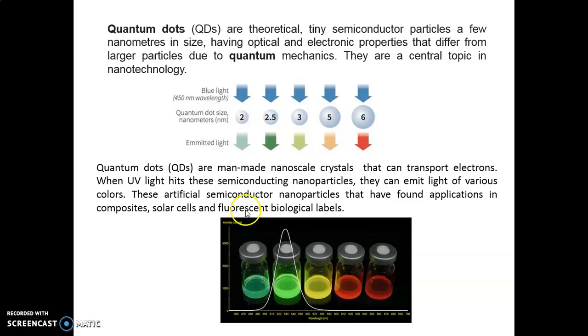These artificial semiconductor nanoparticles have found application in composites, solar cells, and fluorescent biological labels. Here you can see the wavelengths in nanometers and the colors, the variation of colors. Many colors of different intensity can be developed with the help of this when you strike with the wavelength.